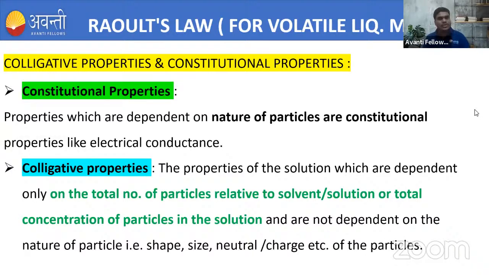Now, from here, we are going to cover the colligative properties, right? So what are colligative properties and constitutive properties, basically? We already covered one part of this chapter, that is liquid into liquid solution, binary solution. We covered Raoult's law for volatile liquids. We already covered ideal and non-ideal solutions, azeotropic mixtures, and the curves related to ideal and non-ideal solutions, right? So one portion of this chapter is already completed.